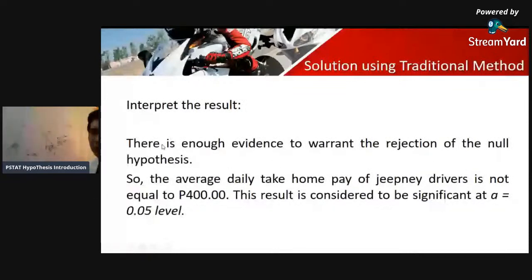And the interpretation is that the average daily take-home pay of jeepney drivers is not equal to 400. This result is considered significant at alpha equal to 0.05. So we are 95% confident that the average daily take-home pay of jeepney drivers is not equal to 400. Okay, so that's your critical value method.